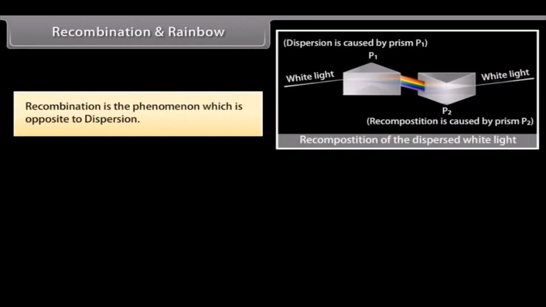Recombination and rainbow. Recombination. Isaac Newton observed that if he keeps 2 glass prisms parallel to each other such that one is inverted with respect to the other, then white light entering one prism gets split into 7 colors, which when they fall on the other prism, recombine to give white light again. This is termed as recombination.